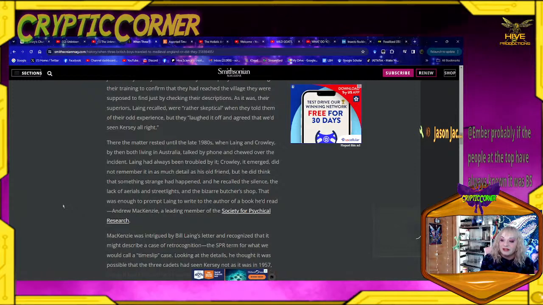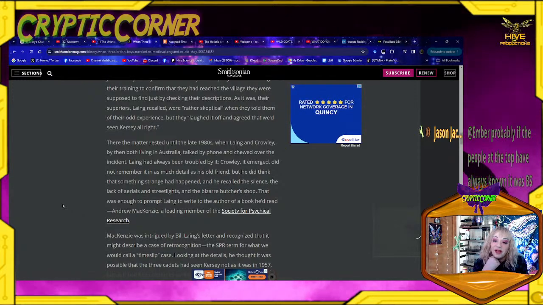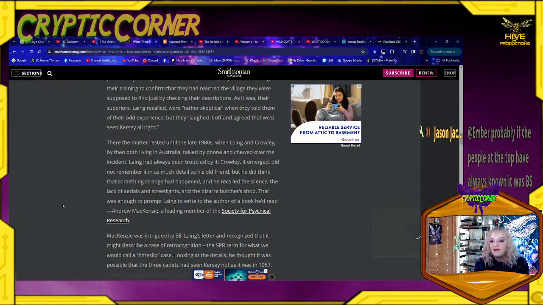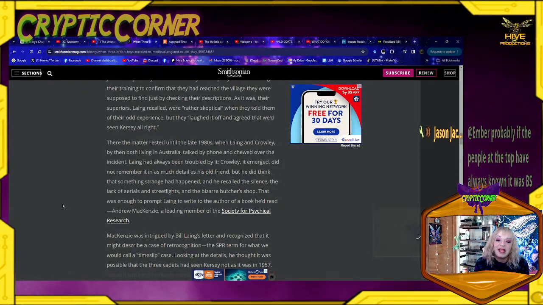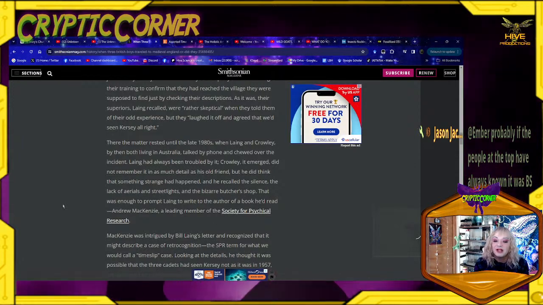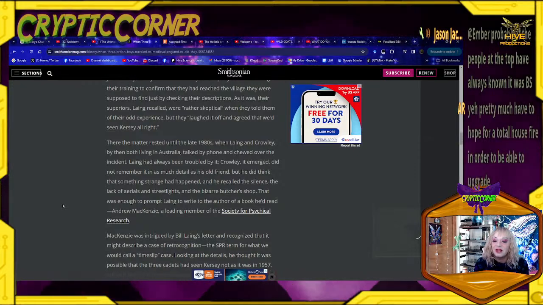There, the matter rested until the late 1980s when Lang and Crowley, both by then living in Australia, talked by phone and chewed over the incident. Lang had always been troubled by it. Crowley, it emerged, did not remember it in as much detail as his old friend.